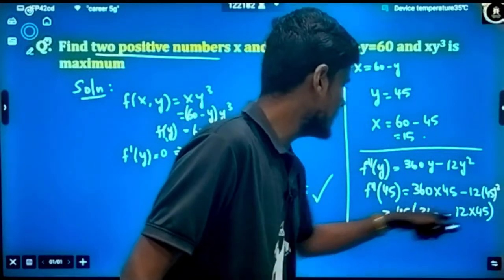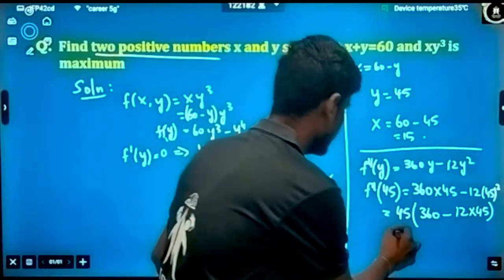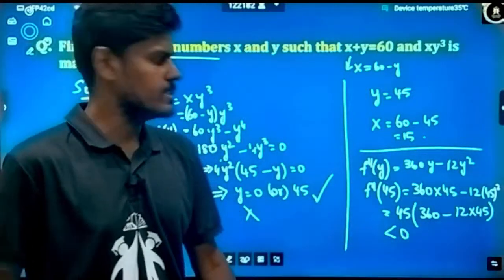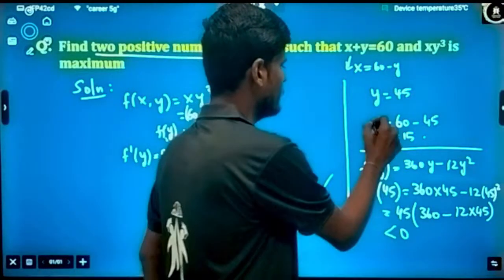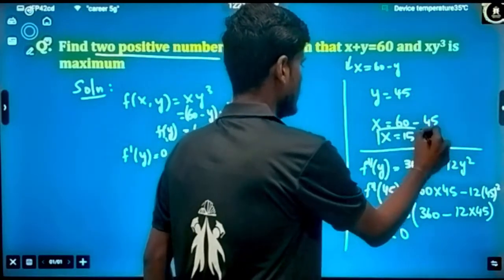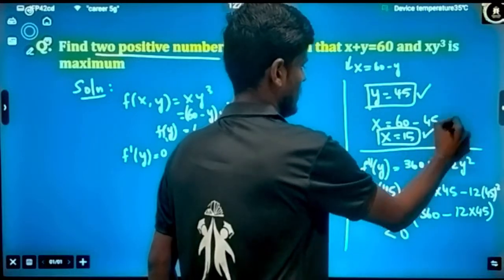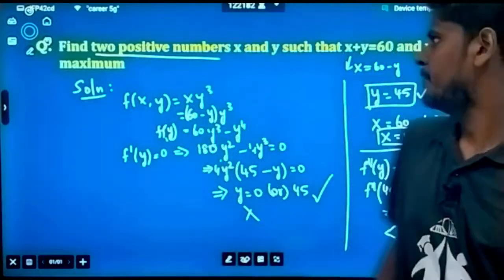That means this number is a negative number, so the product will also be negative. We don't need to calculate. f double dash is less than 0, which means this is a maximum point. So x equal to 15 and y equal to 45 is our required answer for x and y.